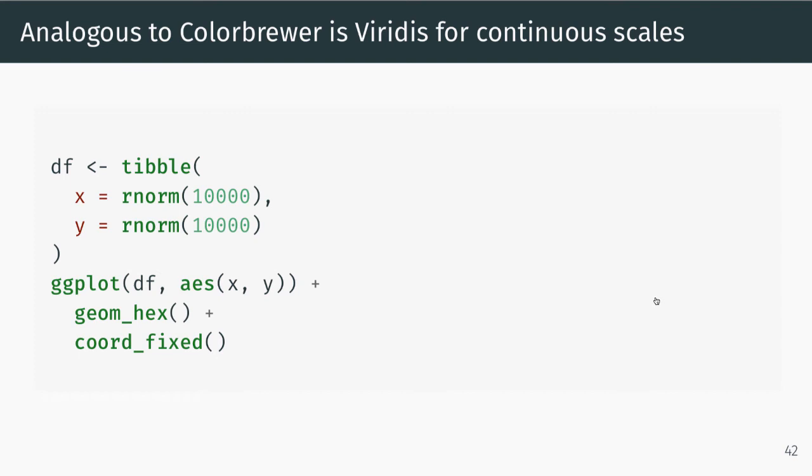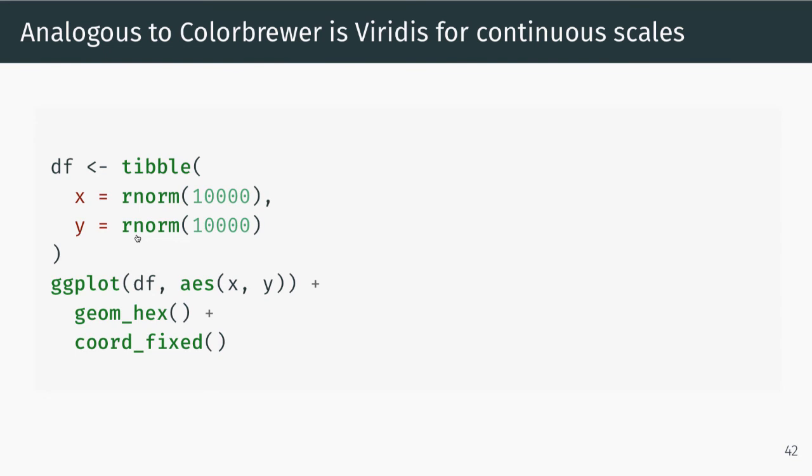Now, color brewer deals with discrete scales. There's also something called viridis for continuous scales. Actually, I have no idea how you pronounce that. And so we have this normally distributed data set. So this is just a mound. This is a bell-shaped data set. So how would we visualize that? How would we visualize a bell in 3 dimensions?